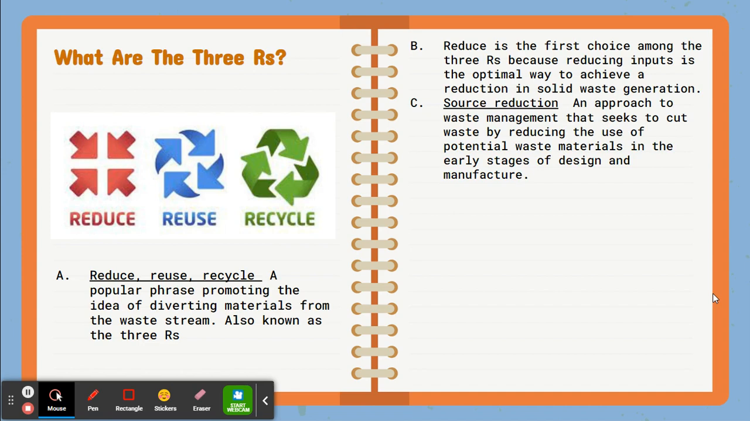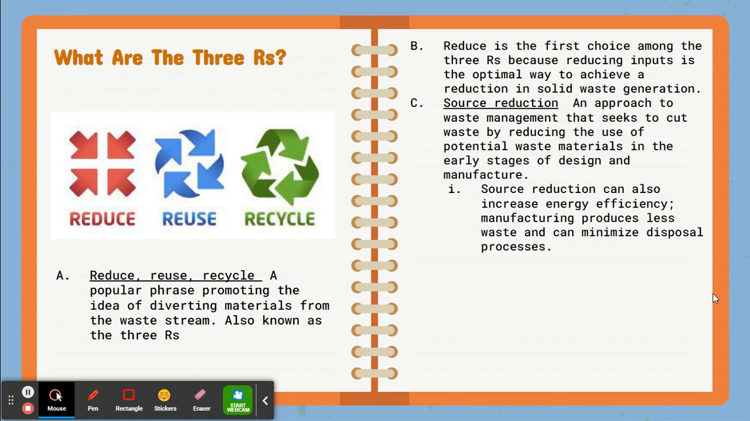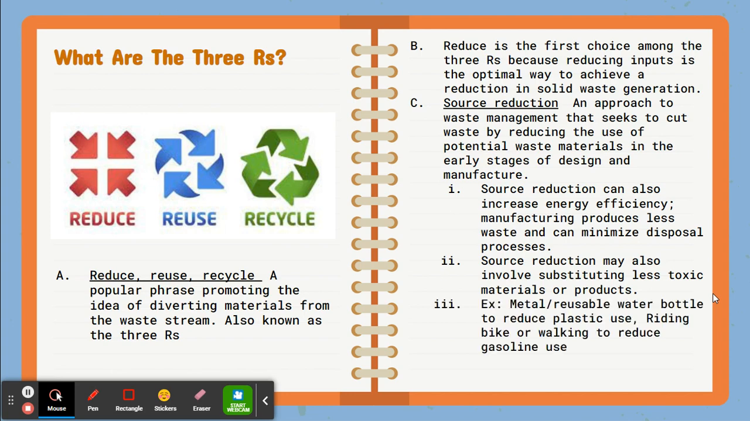This is an approach in waste management that seeks to cut waste in general by reducing the amount of potential waste materials in early stages of design and manufacturing of goods. Source reduction can increase energy efficiency by manufacturing less waste and minimizing the cost of disposal of those materials that are required to make whatever good they're going to make. Source reduction can also involve substituting less toxic materials for others, so it can have an environmental and human health benefit.